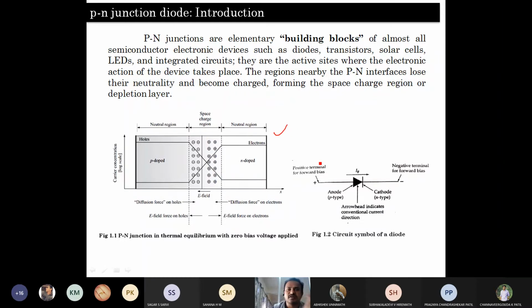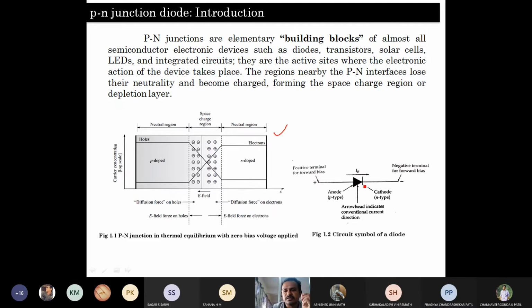When we come to electronic circuits, all devices and all components are introduced with symbols. We represent that particular device or component with a symbol. These symbols are used in designing electronic circuits. So the symbol for this PN junction element or component will be like this.